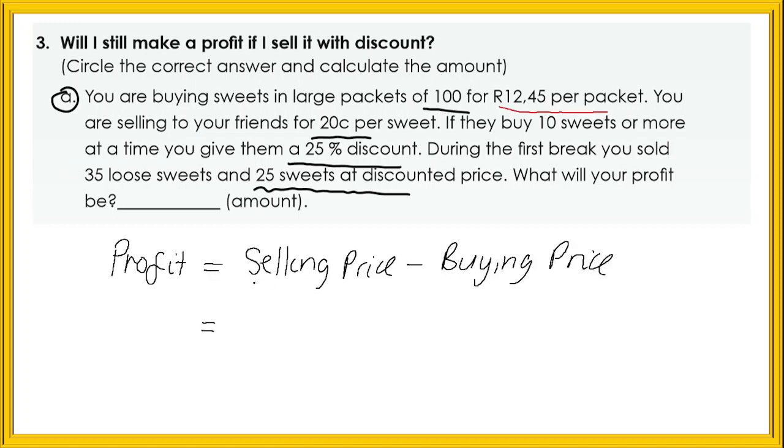So your selling price is 10 rand 75, and your buying price is 12 rands 45. So you're making a loss here by giving your friends a discount. Do you see that?